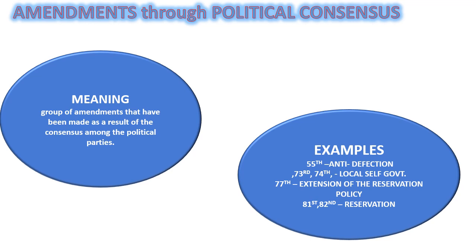Examples are 55th Amendment, which deals with anti-defection law, 73rd and 74th Amendment, which deals with local self-government, 77th Amendment, which deals with the extension of the reservation policy, and 81st and 82nd, which also talk in detail about the reservation policy. Now, you need to understand that for the examples that we have shown you here, every political party agreed to it and they did not have any objection. So therefore, they come under the category of political consensus.